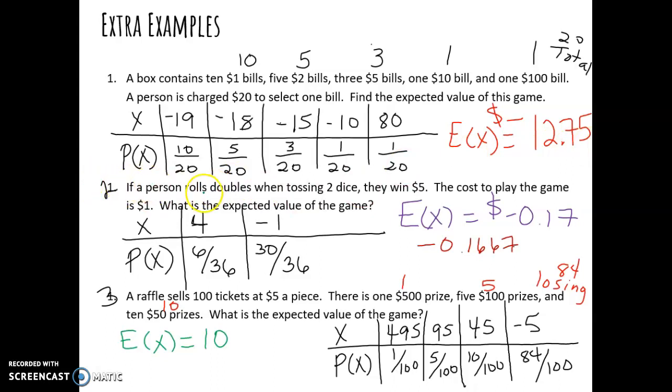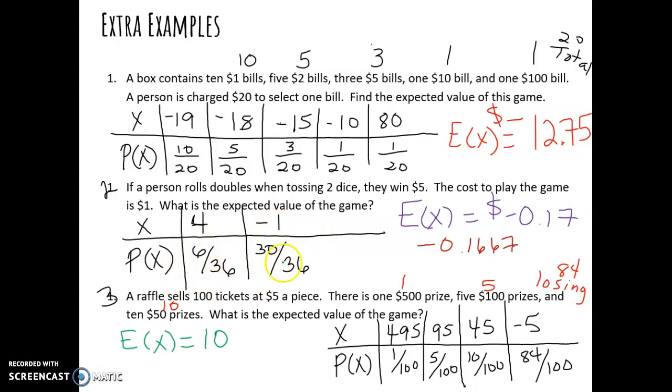For the second one, if a person rolls doubles when tossing 2 dice, they win $5. The cost to play the game is $1. What is the expected value? So if they win 5, but they pay $1 to play, they only win 4. If they lose, they've lost $1.